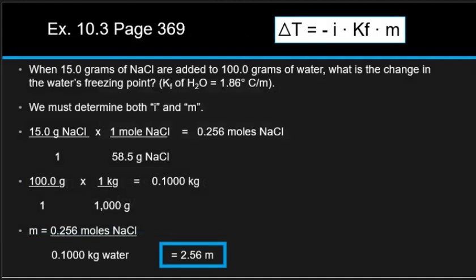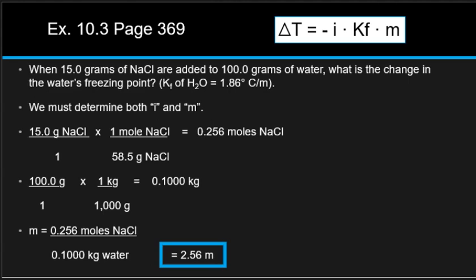Let's practice now. When 15 grams of sodium chloride are added to 100 grams of water, what is the change in the water's freezing point? And right here you'll see my K_f of H2O is 1.86 degrees Celsius per m. So now we have to determine molality, m, and we have to determine i, which is what the ions will break into. First, we find our moles of sodium chloride, so I can go to my moles for my molality.